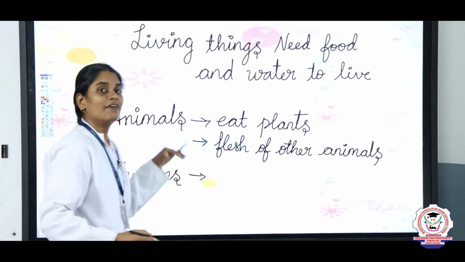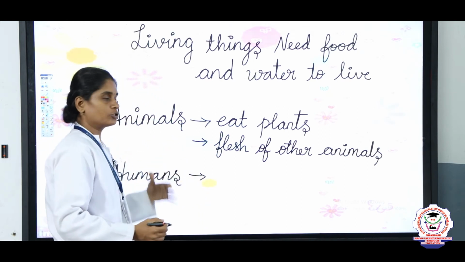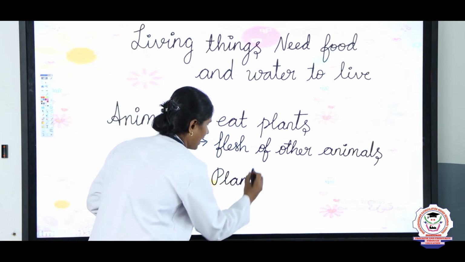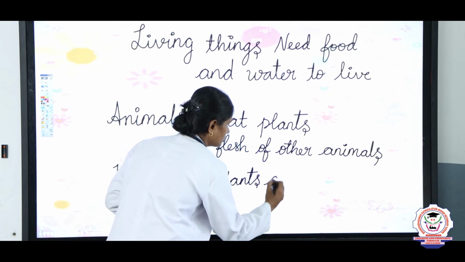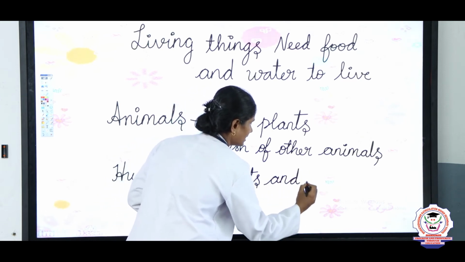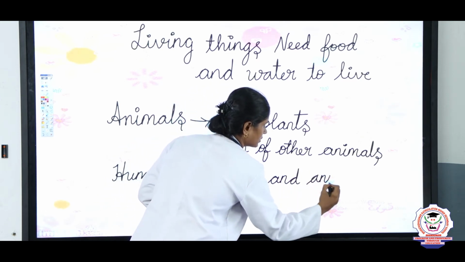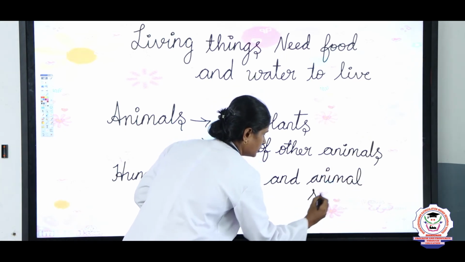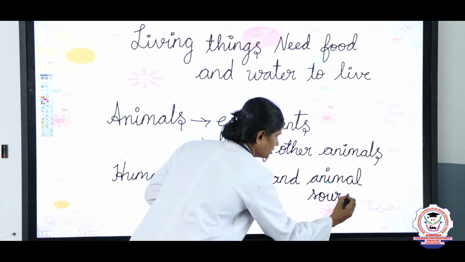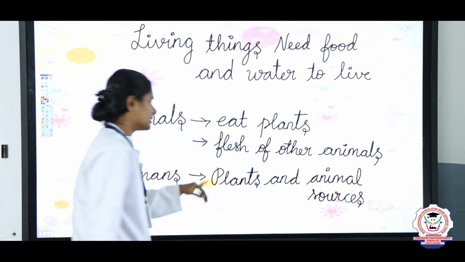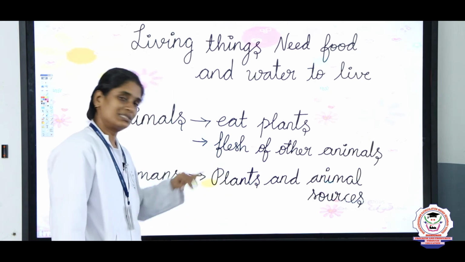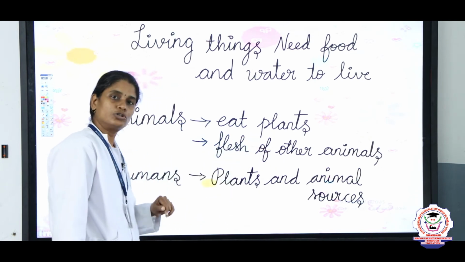But of course humans also depend on plants, because we human beings need food, right. So, we eat plant sources and animal sources, for example meat, egg, chicken, fish. Human beings eat plant sources as well as animal sources.